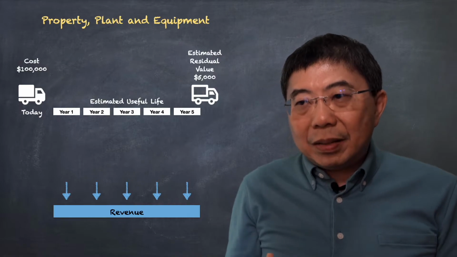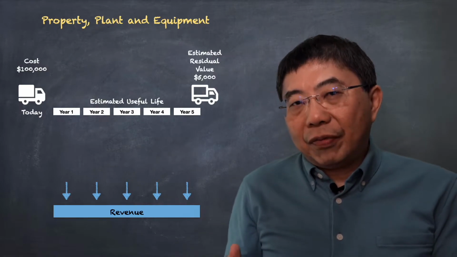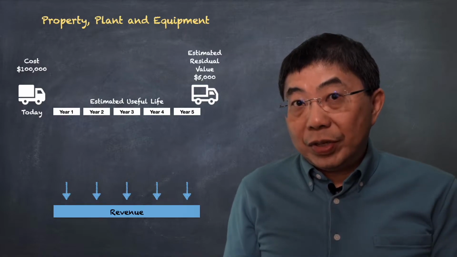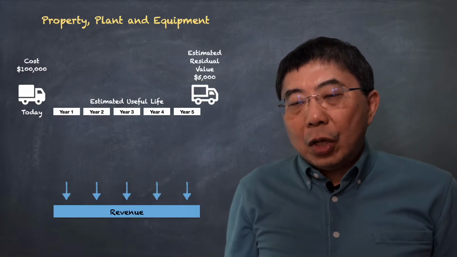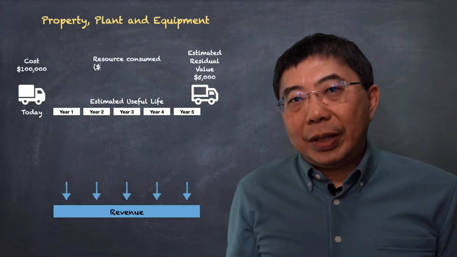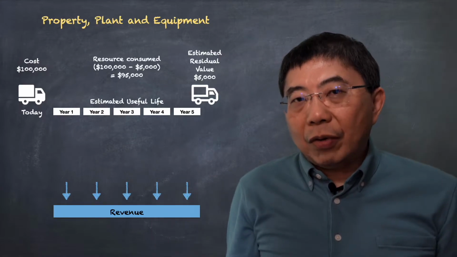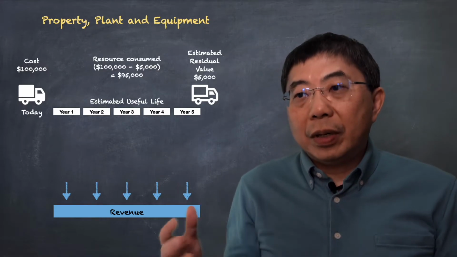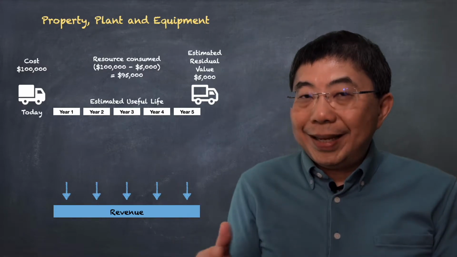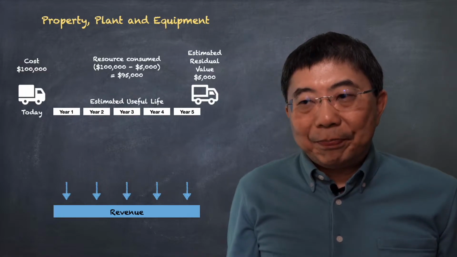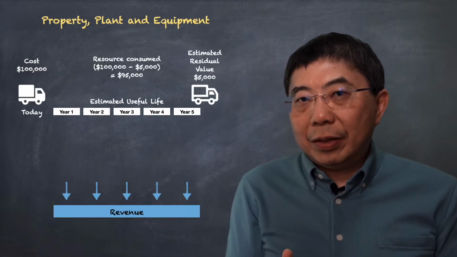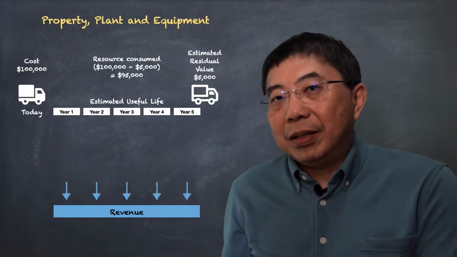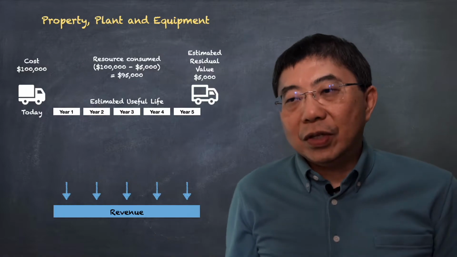This estimated recoverable amount of the truck at the end of its useful life is called the residual value. So now we can actually calculate the total amount of the truck that would have been consumed over its useful life to be $95,000. This is the difference between the cost that we paid for the truck and its estimated residual value at the end of its useful life.